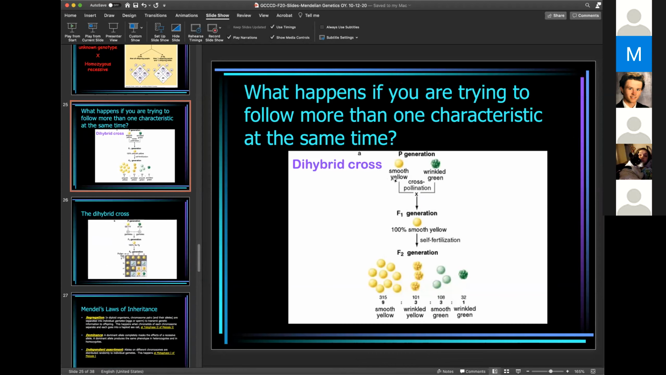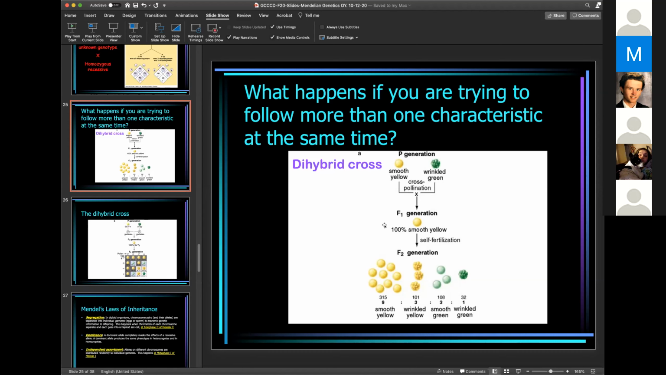A dihybrid cross. So the two characteristics are smooth and yellow in terms of seeds. So smooth seed coat, physical characteristic, and yellow color, as opposed to a wrinkled seed coat that's got a green color. Each of these is controlled by a separate gene. So if you cross them in the F1 generation, all of the loci are going to be heterozygous, and so only one phenotype will show up, and that is smooth seed coats, yellow color.